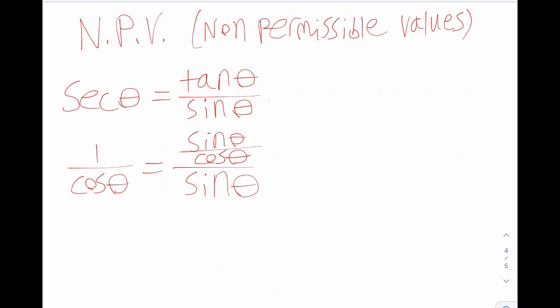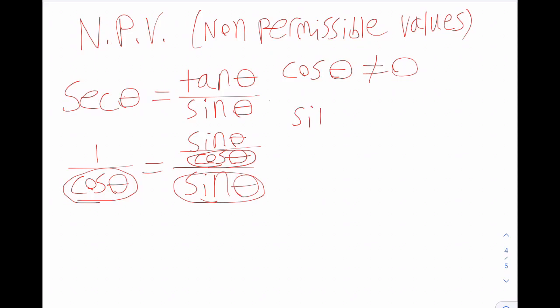Alright guys, now in order to get the non-permissible values, we need to look at every single identity that's underneath the fraction sign. So here cos of theta is underneath the fraction sign, sine of theta is underneath the fraction sign, and this cos of theta is underneath the fraction sign. So we have to say that all of these identities underneath the fraction sign cannot equal 0. So cos of theta cannot equal 0, and sine of theta cannot equal 0.